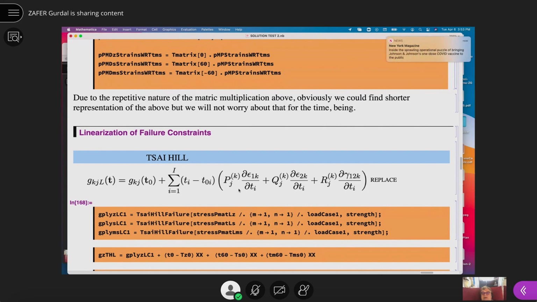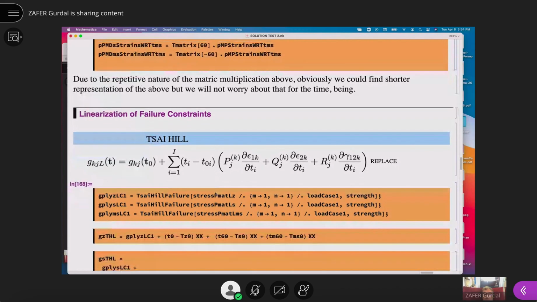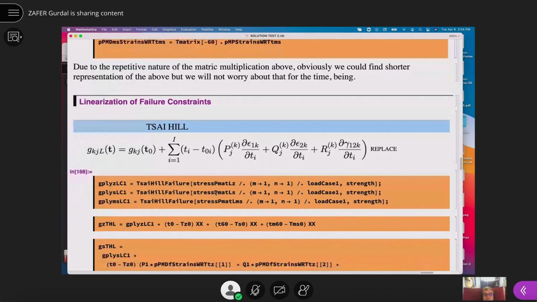Now, to do that, the derivative of the stresses, and when you do that, you get numbers, derivatives in there. That's what it should replace there. And to do that, let me see if I can actually show you how to do that as well.